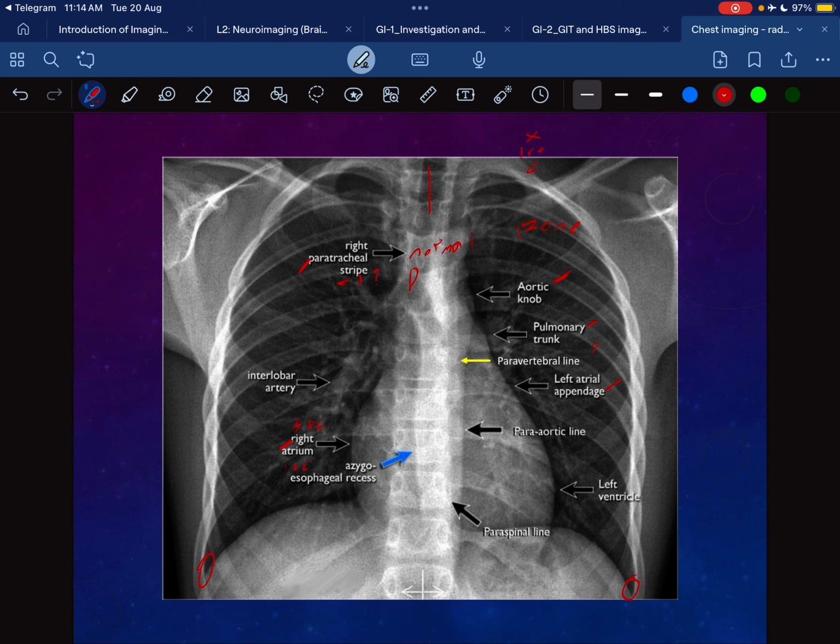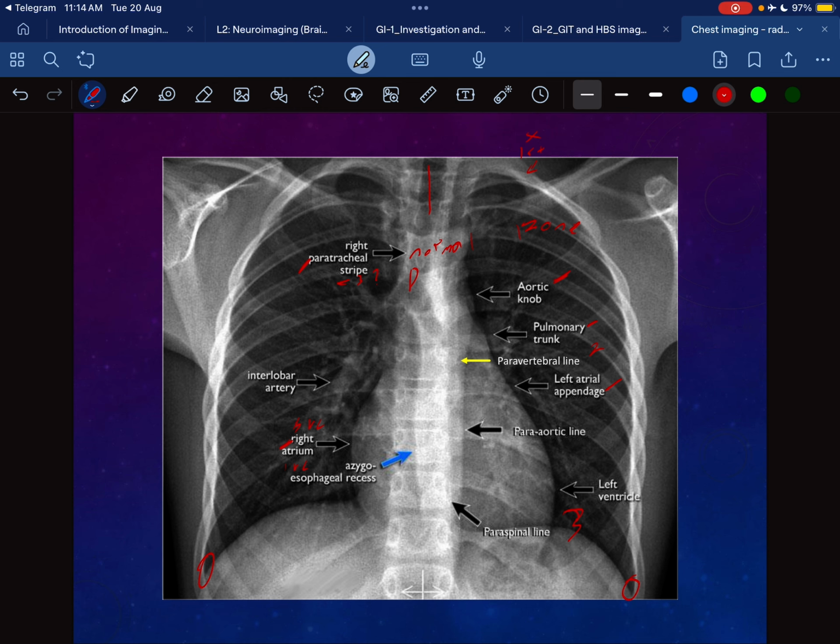So check the upper zone on each side, check for any opacity, check for consolidation, for mass, for pneumothorax, etc. So compare each side to the other. Usually they are comparable. Areas that you can miss easily are the retrocardiac and the paratracheal region. Because sometimes a small abnormality can overlap with that, and because it has different density, we will not catch it.